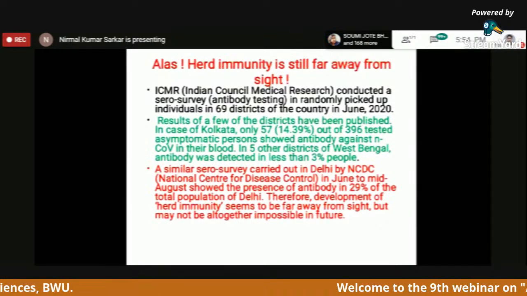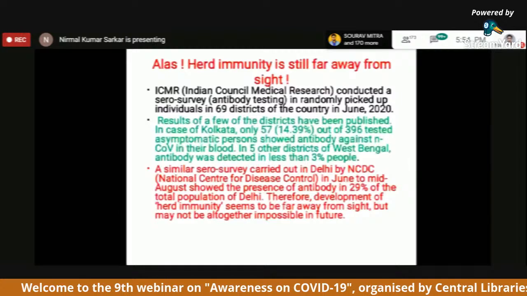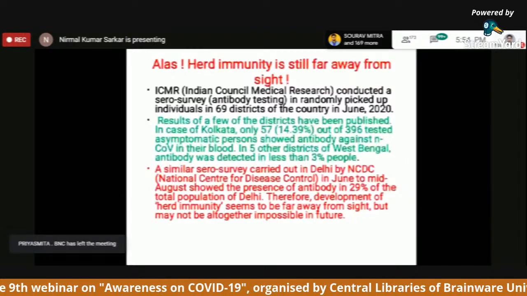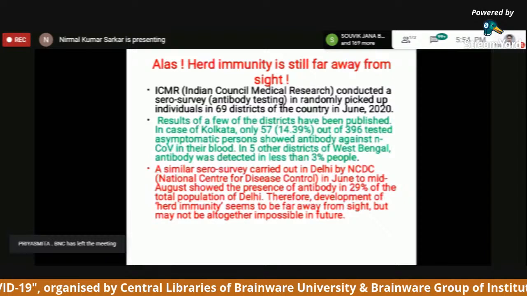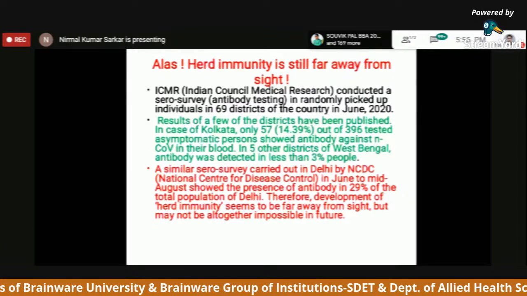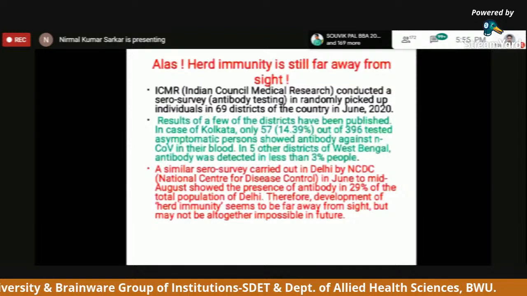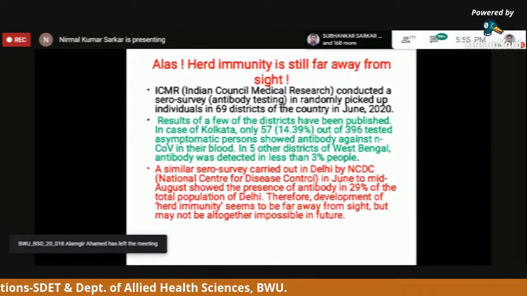A similar sero survey was carried out in Delhi by the National Center for Disease Control from June to middle August. And this study showed a bit better result, showing the presence of antibody in 29% of the total population of Delhi.